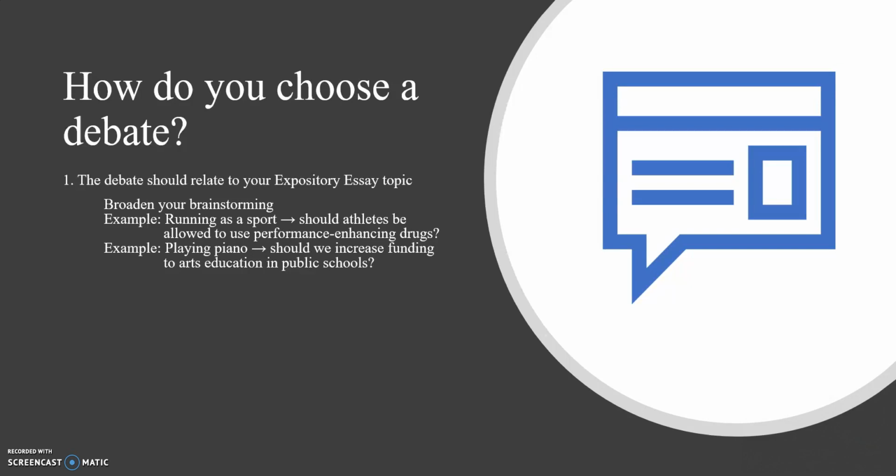Here's a second example. One of you wrote on playing the piano, interesting topic. Well, you can expand your focus in this paper. So maybe you would look at a question, one possibility could be the debate, should we increase funding to arts education in public schools? So that's a debate that relates not only to music instruction, but also art, drama, other arts related fields. So that's another example of how you can broaden your brainstorming so that it relates to your expository essay topic, but maybe is a little bit more general. That might help you as you try to figure out what topic to write on for your persuasive essay.